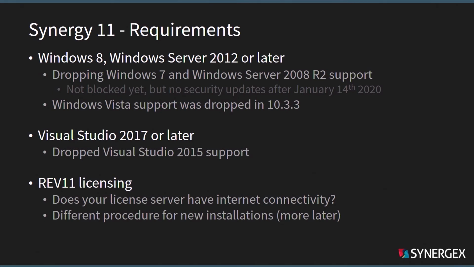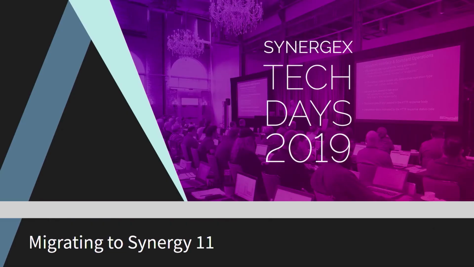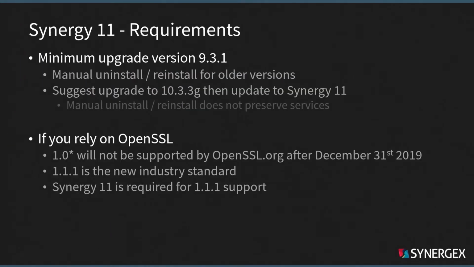So with Synergy 11, Visual Studio 2015 support has been dropped. And Rev 11 licensing is a requirement for Synergy version 11. So as soon as you do Synergy version 11, you will be using Rev 11 licensing and you'll be talking to our internet-based server for your keys and all of that, which I'll talk you through a little bit later. So it will be a slightly different procedure for doing new installations. It's a significantly simplified process for doing new installs.